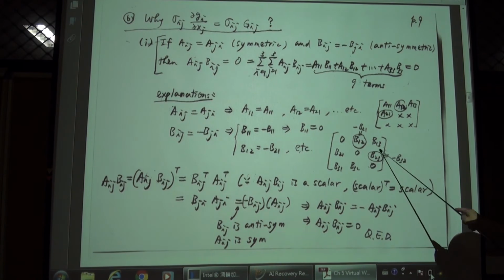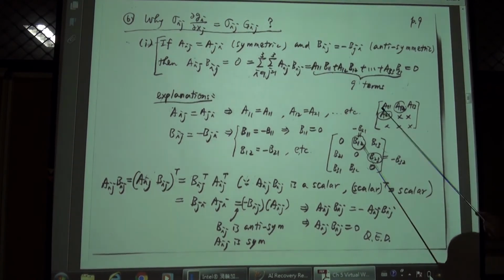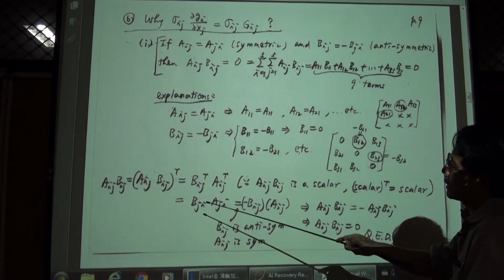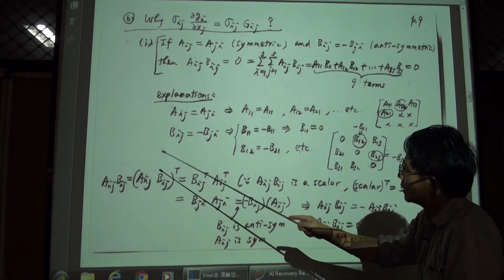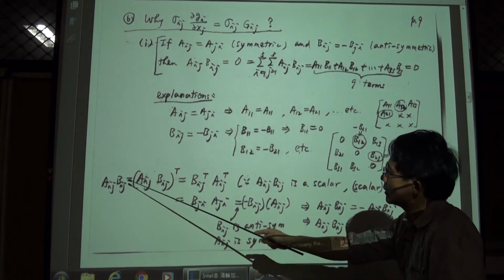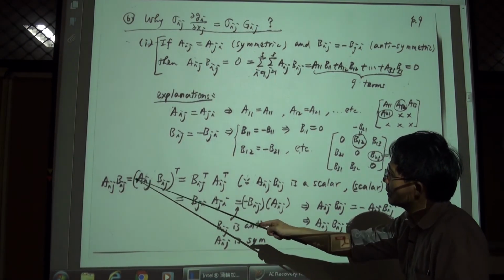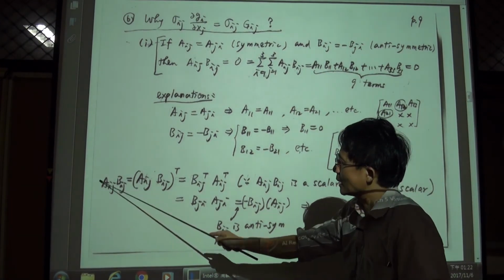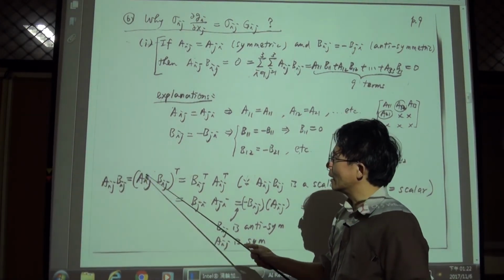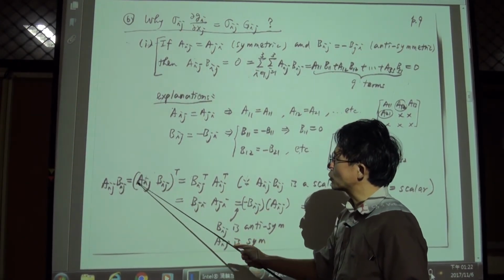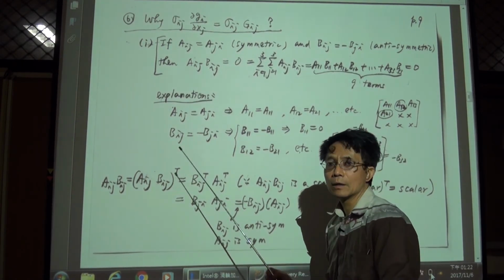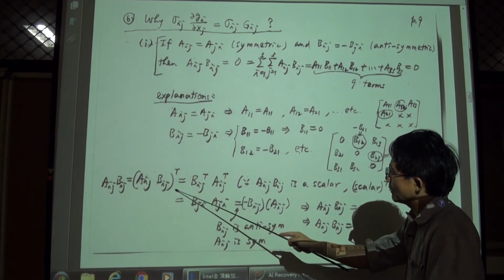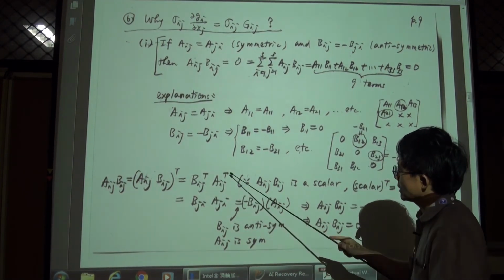Okay? And this one equal to this one with a minus sign. After knowing this, we can just carry out the calculations. Aij, Bij, we take the equal to the transpose. Why? Because this is a scalar. A scalar will not be changed by taking an operation of transpose. And then we replace this one by this one and this one by this one.